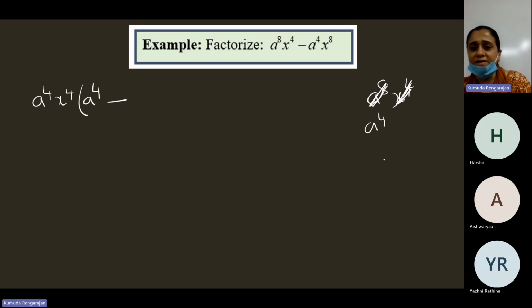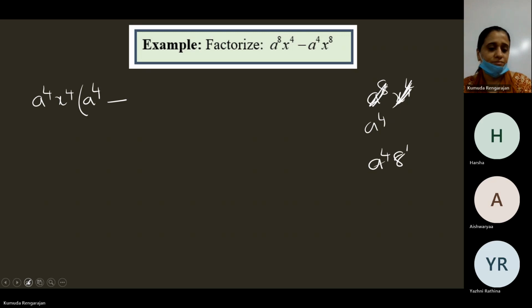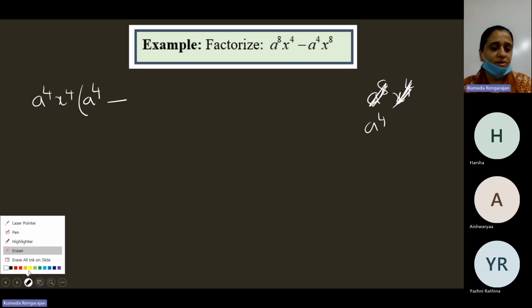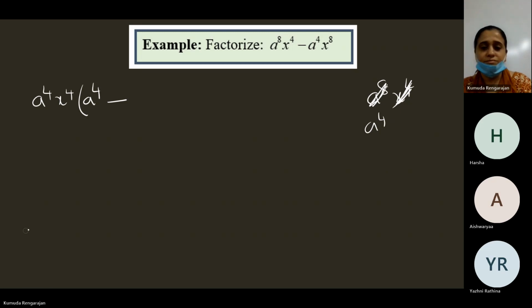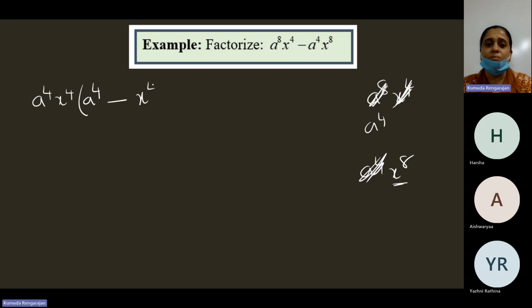Minus, the second term is this one, of which this is common. And we have x to the power 4 outside, but this is x to the power 8, so another x to the power 4. Okay, so this is the first step.